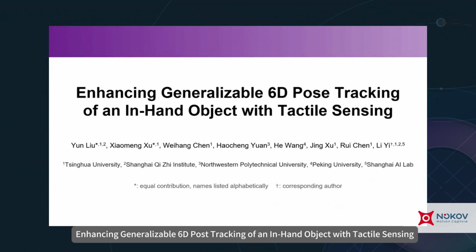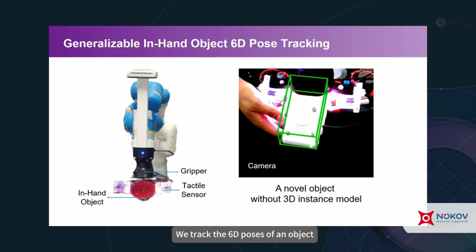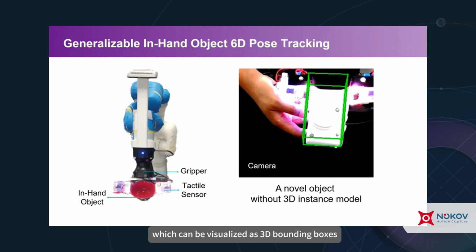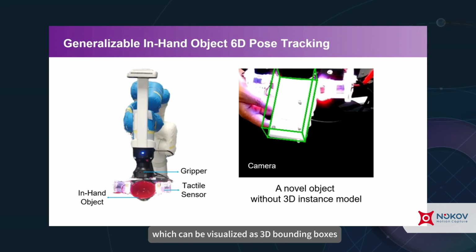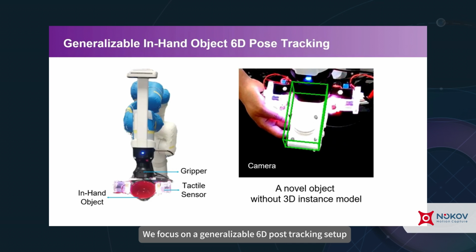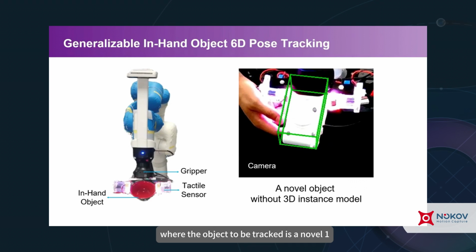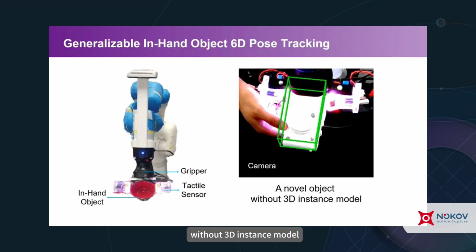and our work, enhancing generalizable 6D pose tracking of an in-hand object with tactile sensing. We track the 6D poses of an object held and manipulated by the robot hand, which can be visualized as 3D bounding boxes. We focus on a generalizable 6D pose tracking setup, where the object to be tracked is a novel one without 3D instance model given.